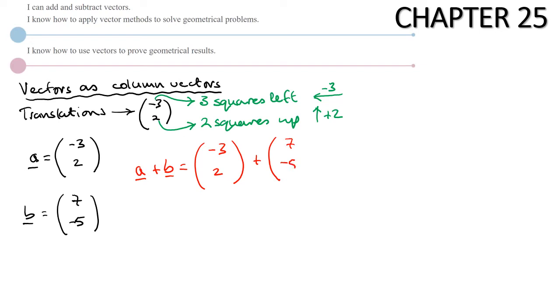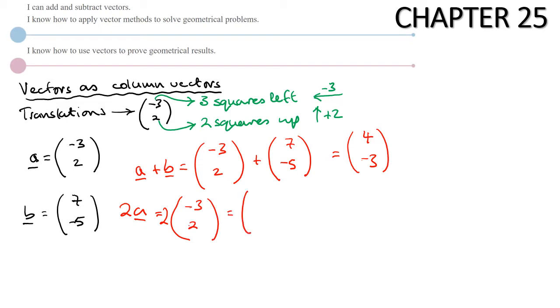So you just add the top numbers together, you add the bottom numbers together. So this would give me 4 and negative 3. I could say, right, okay, let's double the first one. What do we get? If I did 2 lots of A, well, you just double the numbers. So I'll get negative 6, 4. I could even do more than that.